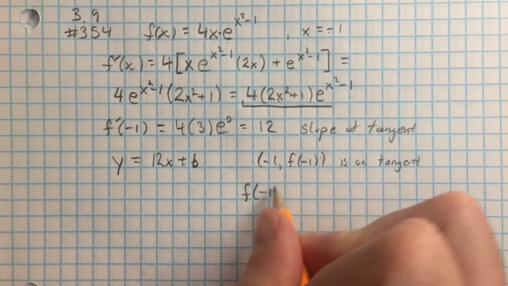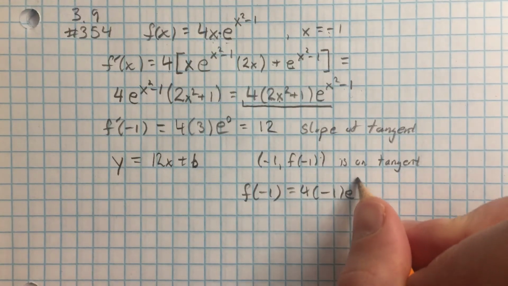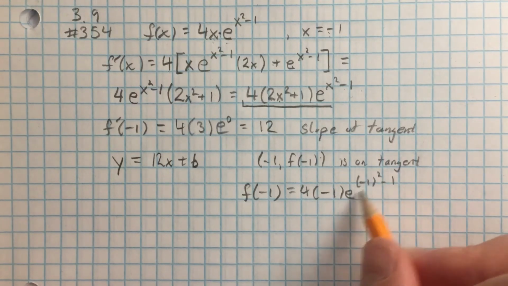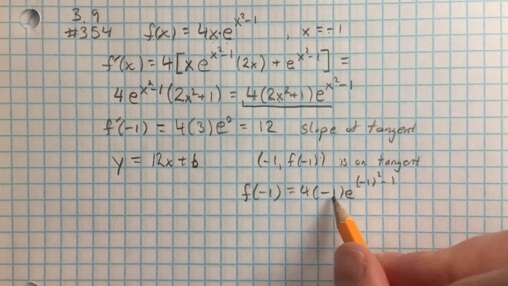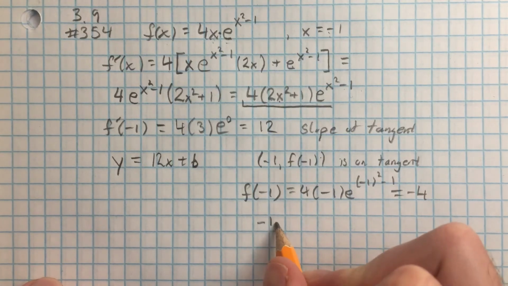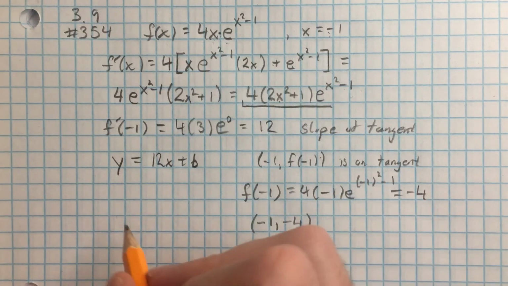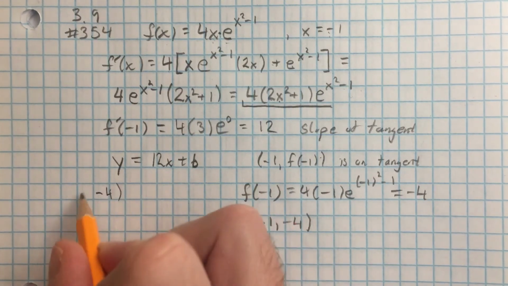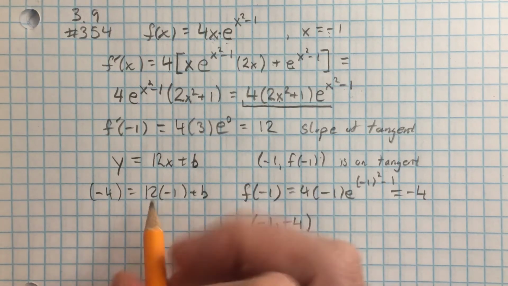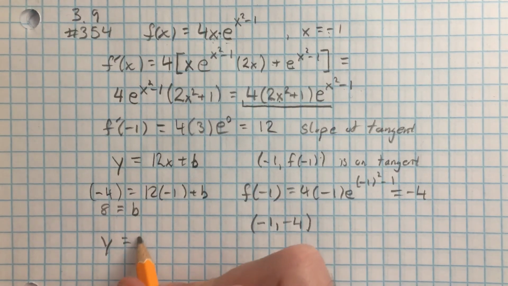So f of negative 1 should be 4 times negative 1 times e to the negative 1 squared minus 1. Again, negative 1 squared minus 1 is 0, e to the 0th is 1. So 1 times negative 1 times 4 is negative 4. So now we know that negative 1 comma negative 4 is on the tangent. So just plug those values in. We get negative 4 equals 12 times negative 1 plus b. Add 12 to both sides, we get 8 over here. So we have our tangent line as y equals 12x plus 8.